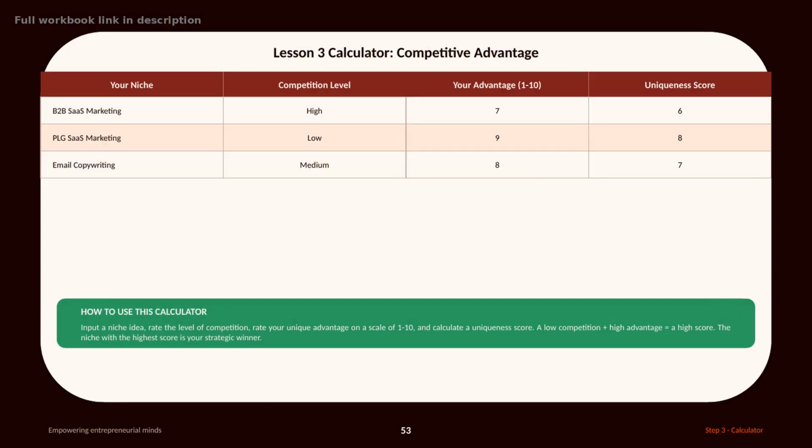This is your competitive advantage calculator. For each niche idea you're considering, note the competition level, rate your advantage from 1 to 10, and that produces a uniqueness score. Low competition paired with a high advantage rating scores highest. That's your strategic winner, the niche where you're not just present, you're positioned to actually win.